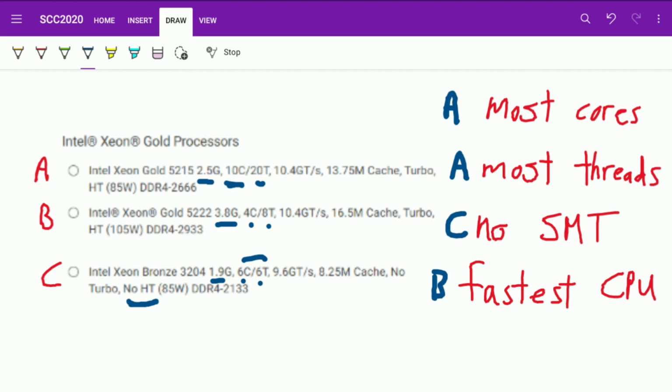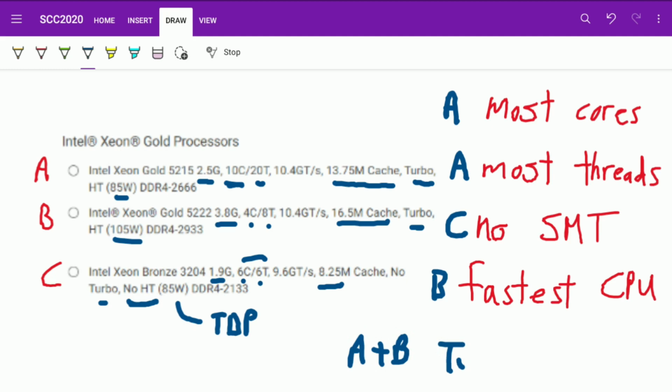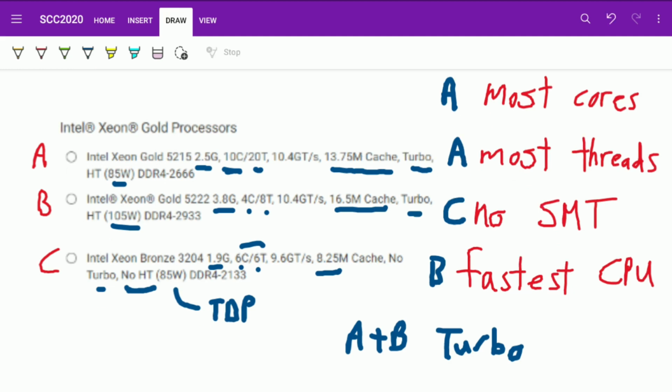Other interesting factors in this list include the cache, the thermal design power or TDP, and then finally, you might be interested in whether the CPU supports a turbo feature. You can see that A and B both support turbo, but C does not. And let's discuss briefly what turbo is.